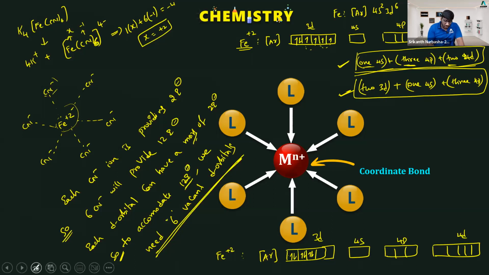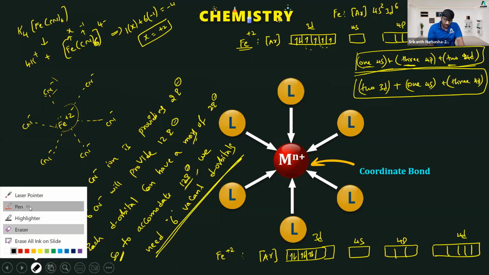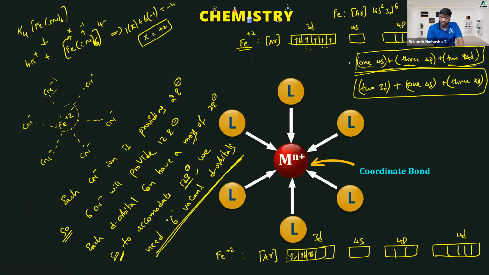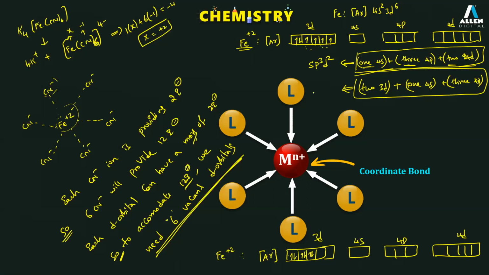If the first one is the possibility, like we have 1 4s, 3 4p, and 2 4d, what is the hybridization? Yes, sp3d2. What is the hybridization in the second possibility? 2 3d, 1 4s, 3 4p. Yes, what is the hybridization? d2sp3. Now how will we decide?